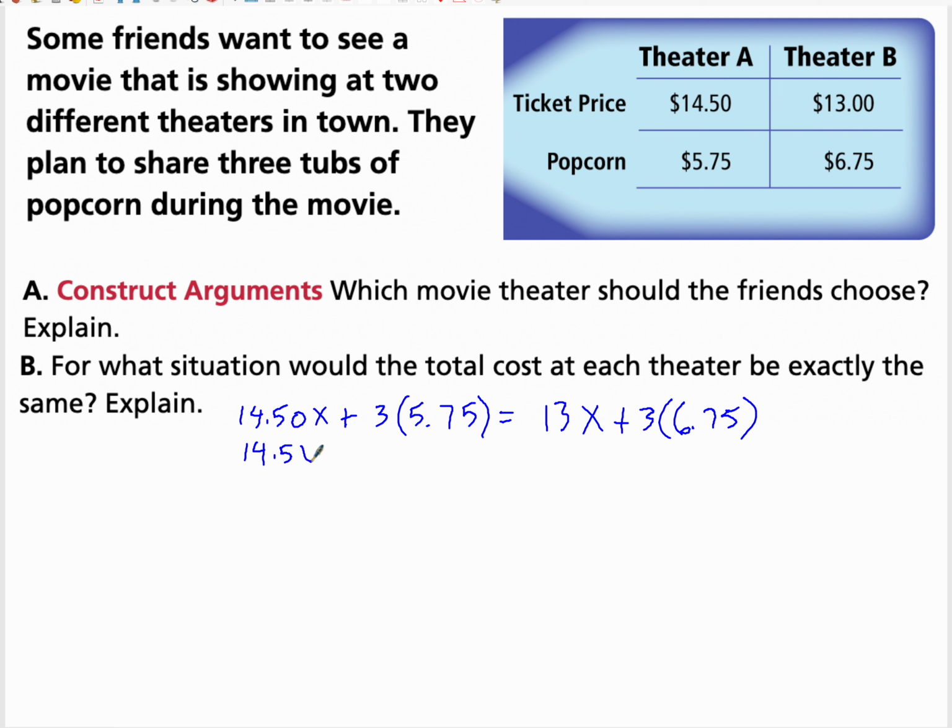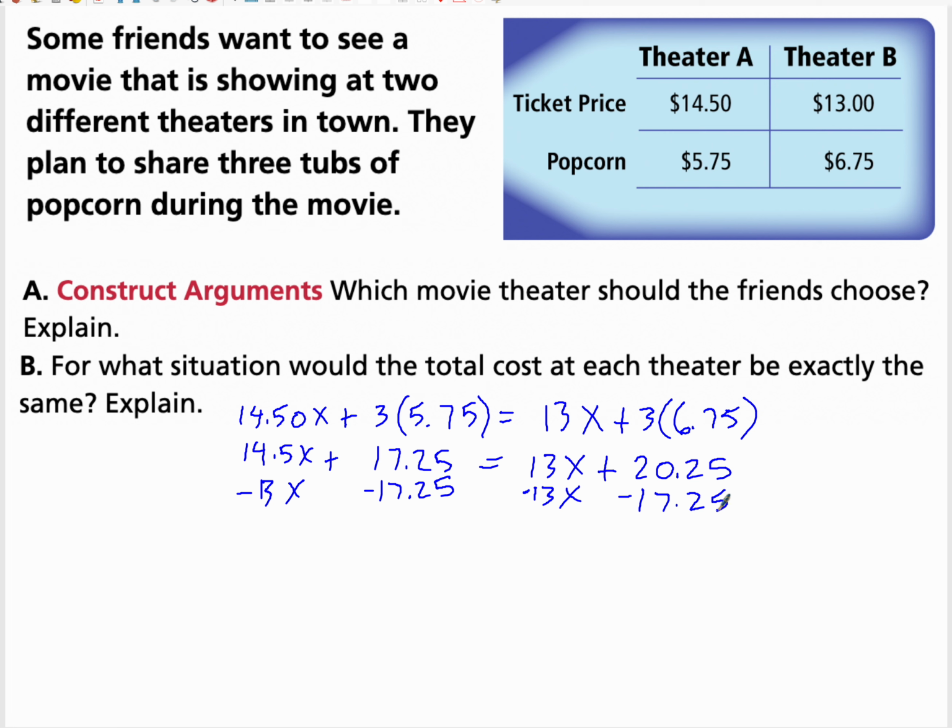14.50x plus 17.25 equals 13x plus 20.25. Now we just need to balance the equation, so I want all of my variables to one side. I'm going to subtract 13x from this side, and I'm going to subtract 17.25 from this side. In pre-algebra, I would always do this in 2 steps.